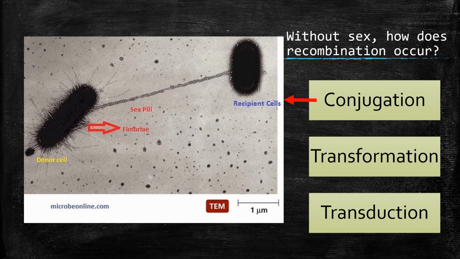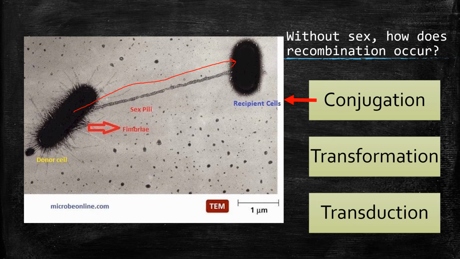Okay, so since we only reproduce asexually, how does recombination occur? Remember, recombination is what allows for the introduction of new genes and the possibility to adapt to your environment. Well, this happens in 3 different ways. The first being conjugation, and that's where the pilus appendage that we talked about comes into play. Remember, it comes straight out from the cytoplasm and through the envelope. So it is literally DNA donated from the donor cell all the way to the recipient cell. And so a sharing of DNA occurs that way.